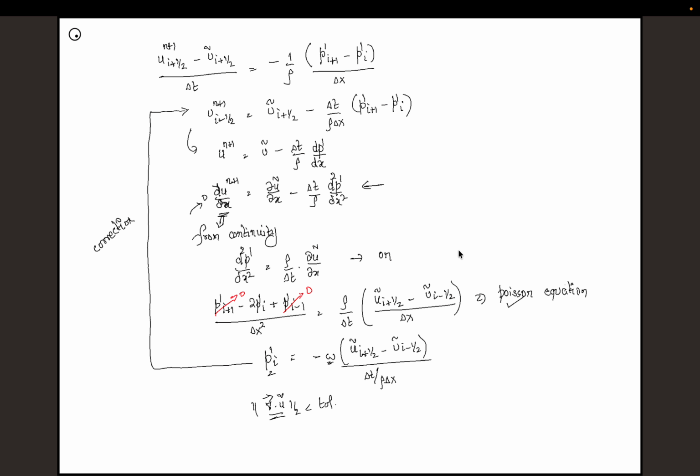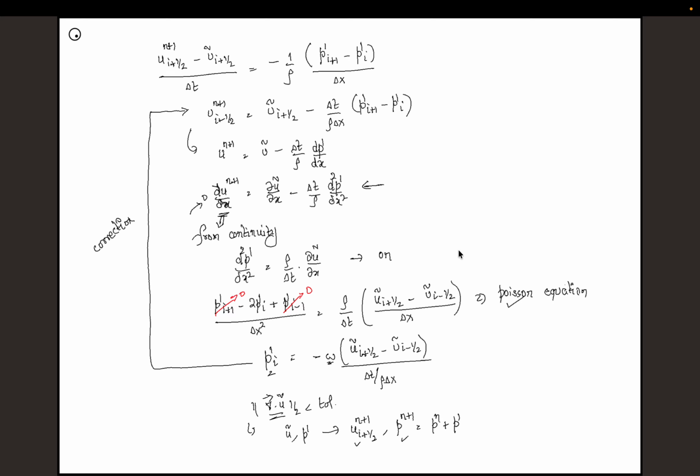Once this criteria is satisfied, all we'll be having is a u tilde, which is basically an a p prime, from which we can calculate u at i plus half, n plus 1, and we can also calculate the p n plus 1 values. P n plus 1 is basically p n plus whatever p prime I have calculated after this entire loop has converged.